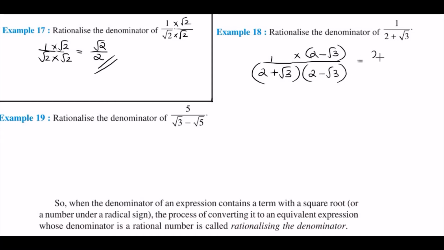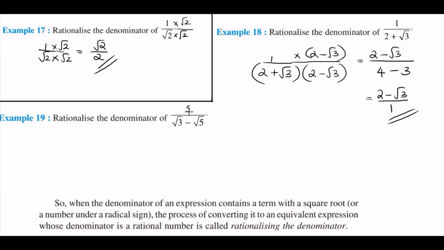That is, the expression will be 2 minus root 3 by a plus root b into a minus root b is a square minus b. So the answer will be 2 minus root 3 by 1. That is 2 minus root 3. So here you can see we have rationalized the denominator. That is, we have made the denominator as a rational number.